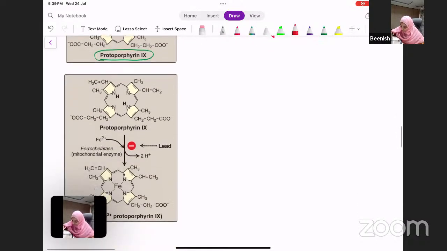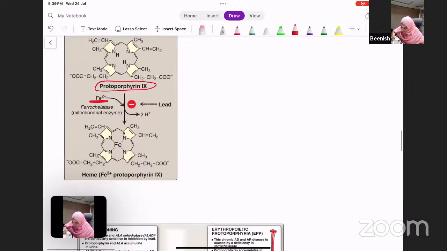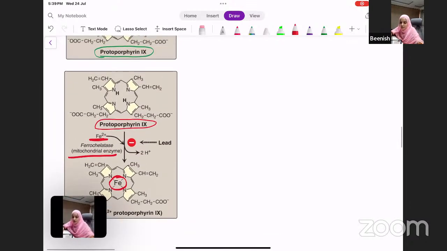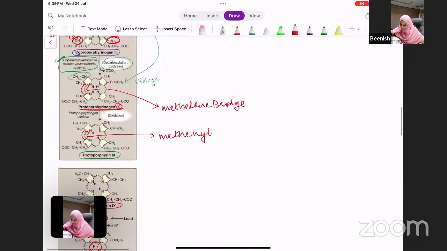Okay, now what is going to happen? Your protoporphyrin 9, and iron is chelated. As you can see, it is coordinated in the center here, and you end up with heme. And this ferrochelatase enzyme is a mitochondrial enzyme and it is inhibited by lead. So it is sensitive to lead poisoning. Okay. So that was about the steps of heme synthesis.